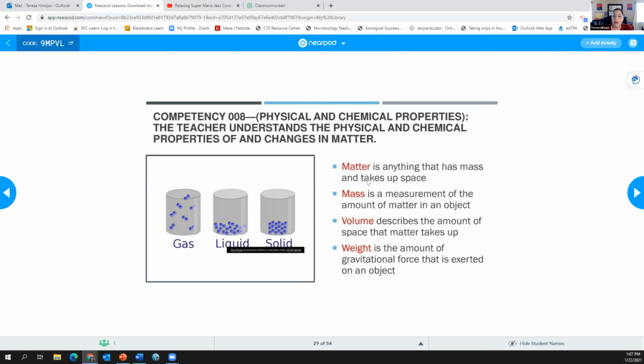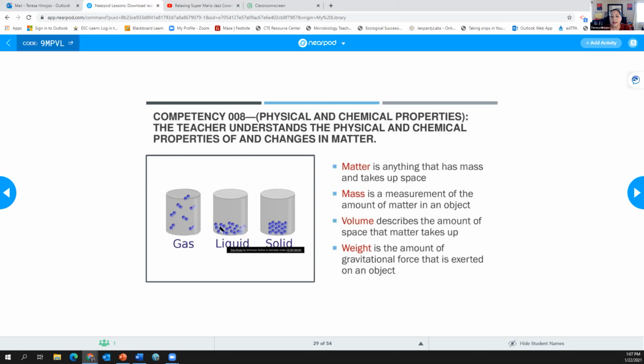And then volume has to do with the amount of space that matter takes up. So examples that we have here have to do with our solids, liquids, and gases, right? If we're talking about these containers for the gas, the volume of the gas is going to be the volume of the container. It's going to take up all of that space.